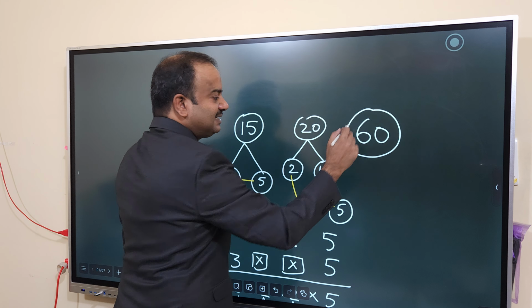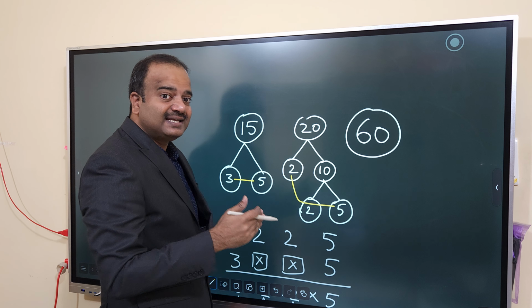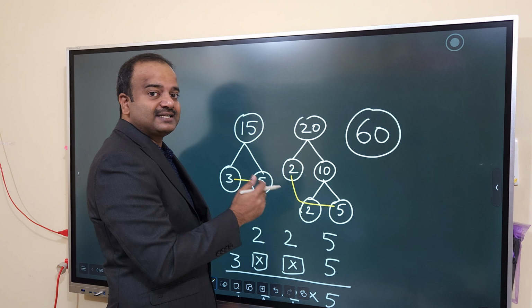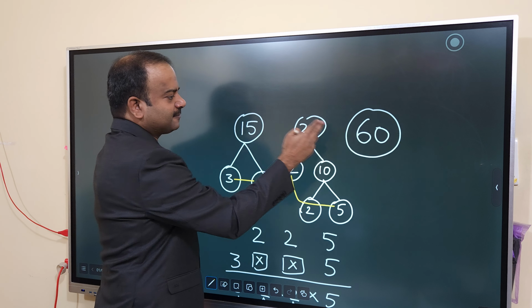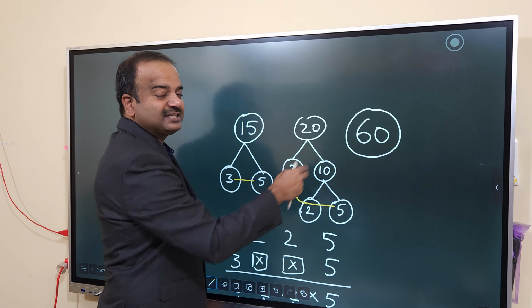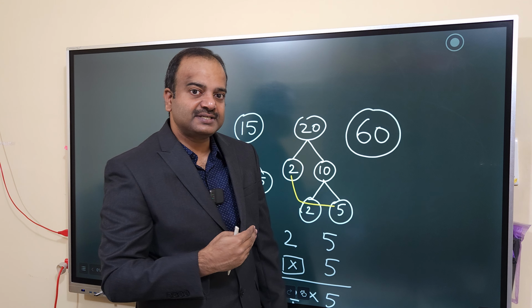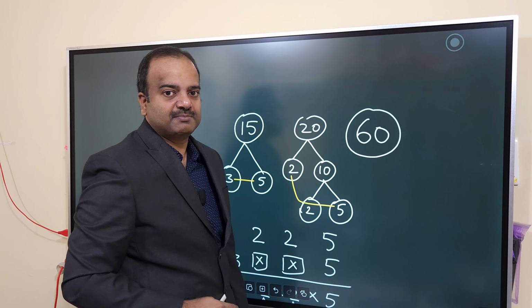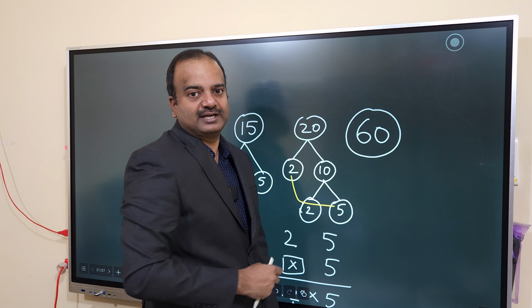So 60 is the least multiple that is divisible by both the numbers. 15 4s are 60 and 20 3s are 60. So anything less than 60 will not be divisible by both the numbers. That's why it's the least common multiple, LCM.